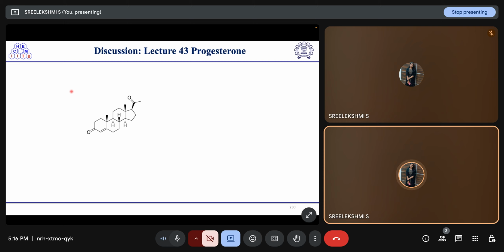Now, moving to the next lecture, that was about progesterone, where we have seen the application of the Stork-Eschenmoser hypothesis of biomimetic polyolefinic cyclizations in the total synthesis of the steroid progesterone. The basic skeleton of progesterone is given here, which has four six-membered rings and one five-membered ring.